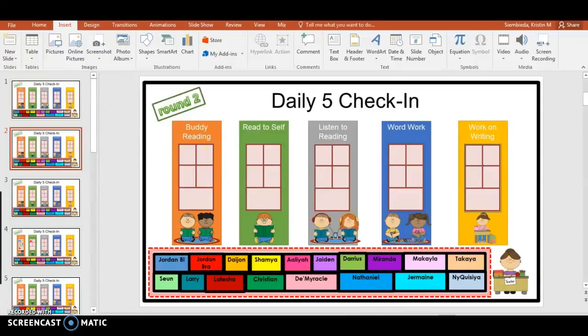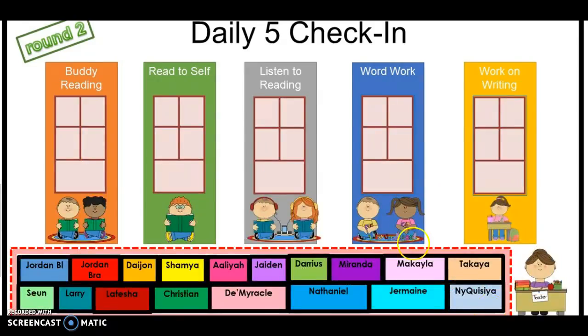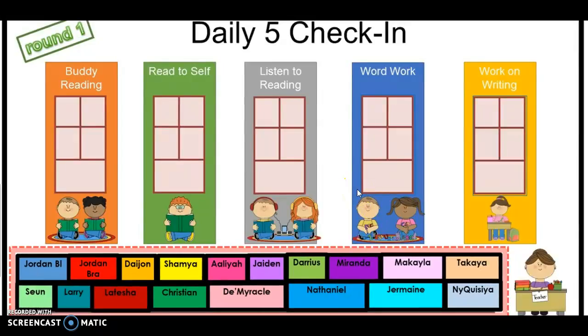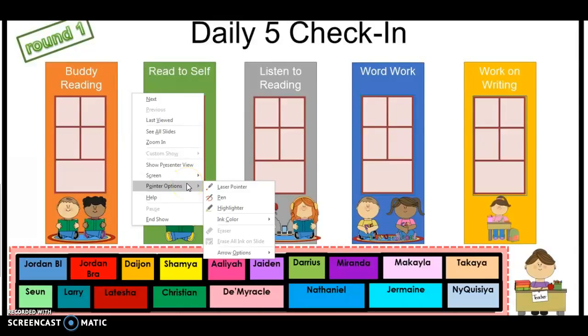You would go down to the bottom of your screen and click slideshow and just make sure you're on the right round. This is round 2, so I'm just going to use the up arrow to go to round 1. And then they're going to just right click. They go to pointer options. I go to pen, but if they need to change the ink color, that's also here.